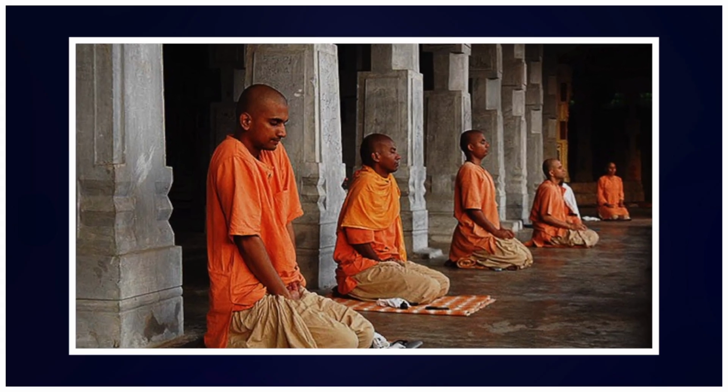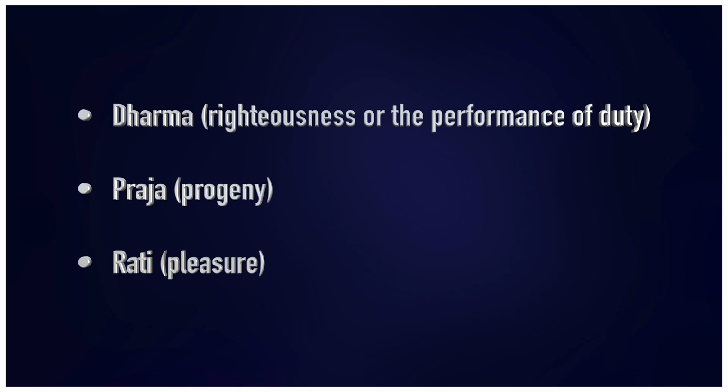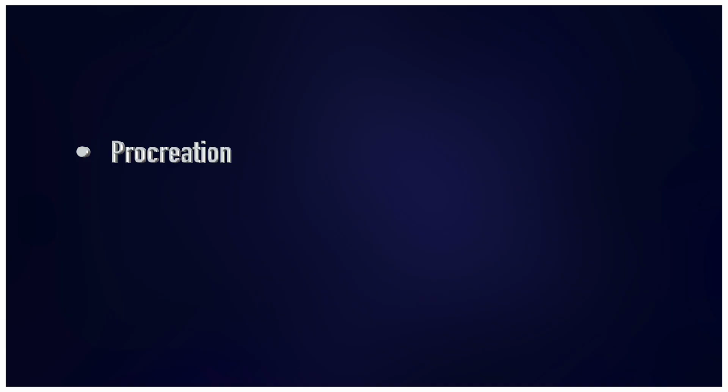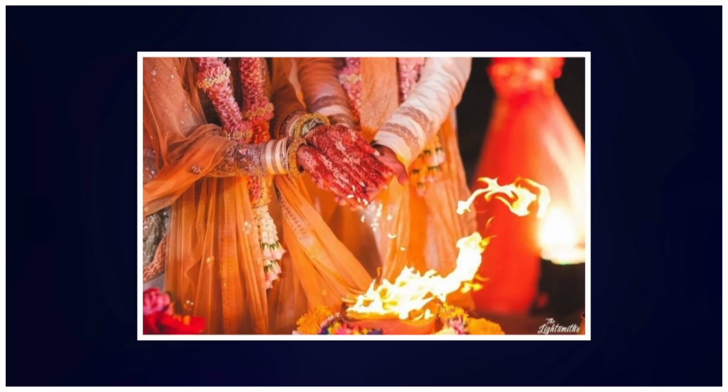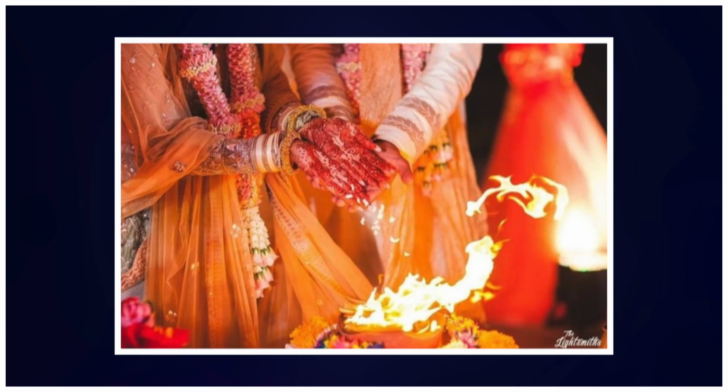brahmacharya and vanaprastha ashrama. The aims of Hindu marriage are dharma, that is righteousness or the performance of duty, praja, that is progeny, and rati, that is pleasure. Of these, dharma was given the greatest importance, followed by procreation and sex gratification. Hindu marriage was considered to be a social duty towards the family and the community.